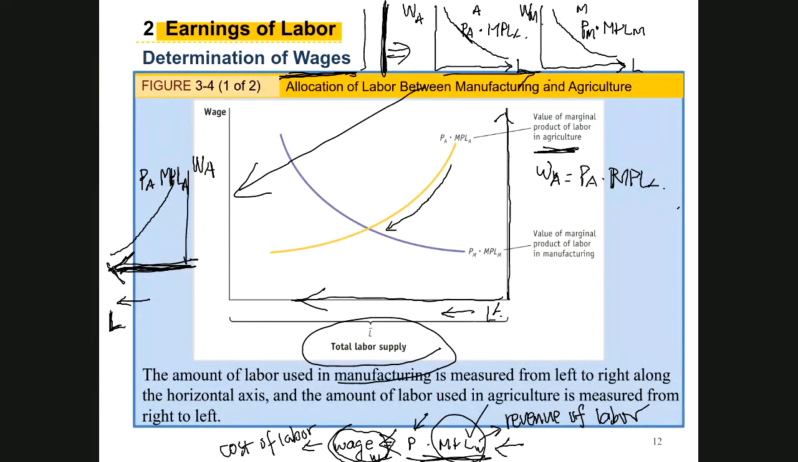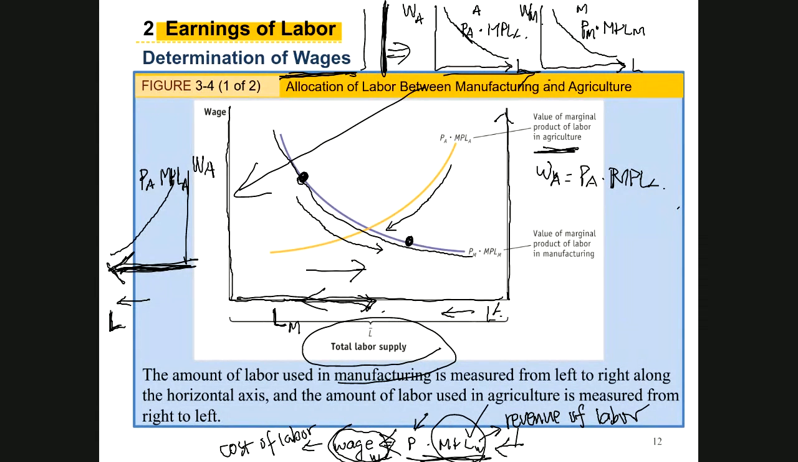On the other hand, if you look from the perspective of the manufacturing industry, the labor you hire in manufacturing is increased in this way. So now your marginal productivity of labor is like this. As you hire more labor, you employ more labor in manufacturing, your marginal productivity should look like this.